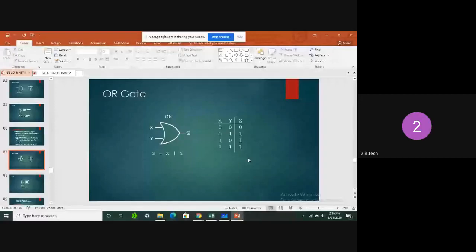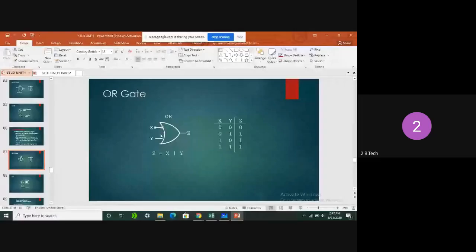And this is the symbol to represent OR. So there are small differences between the AND and OR gate. At the input side, the OR gate is a little bit curvy. For the AND gate, it is just a straight line. So observe the difference between the symbols of the AND gate and OR gate. Clear?